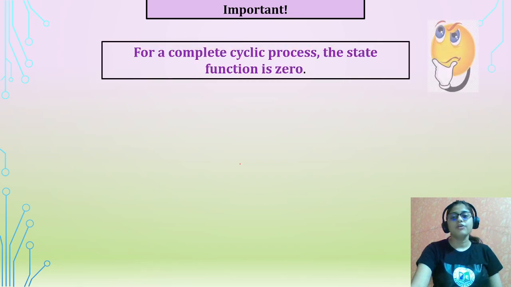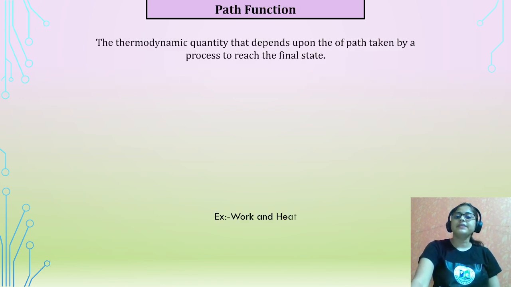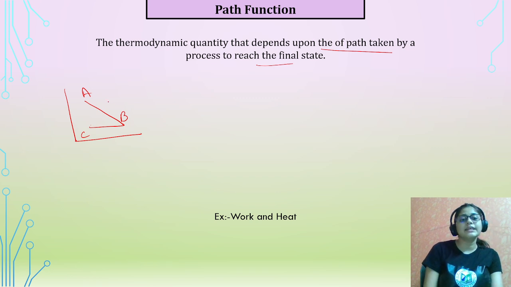But when we read about the path function, it is the thermodynamic quantity that depends upon the path taken by the process to reach the final state. Like I told you, A to B first and then B to C. Work and heat are generally considered path functions. So for work, let's say from A to B the work is W1 and from B to C the work is W2. So the total work for this process will be W1 plus W2.